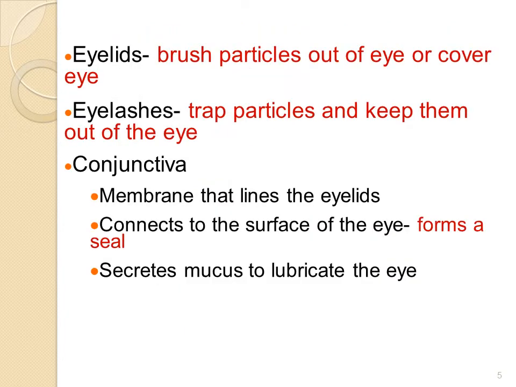Now eyelids are responsible for brushing particles off the eye, covering the eye, and trapping particles and keeping them out of the eye, while the conjunctiva is a membrane that lines the eyelids and connects to the surface of the eye, forming a seal. What is the function of this? It is responsible for secreting mucus to lubricate the eye.